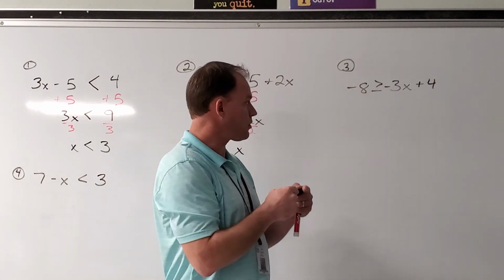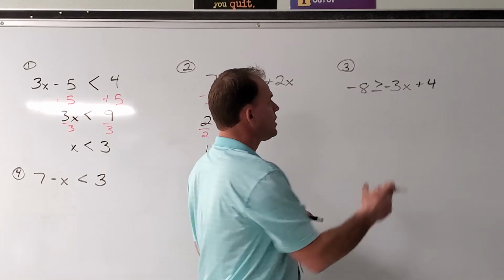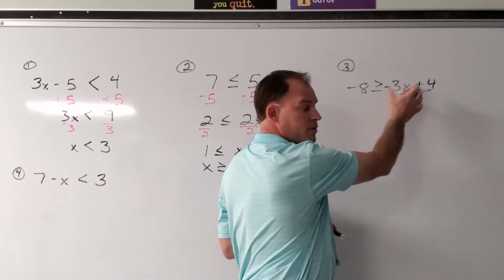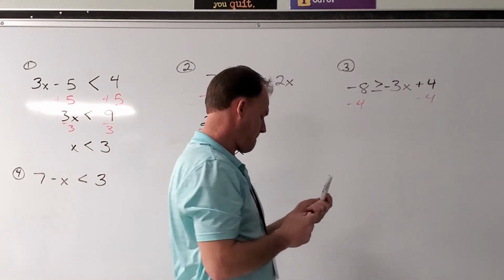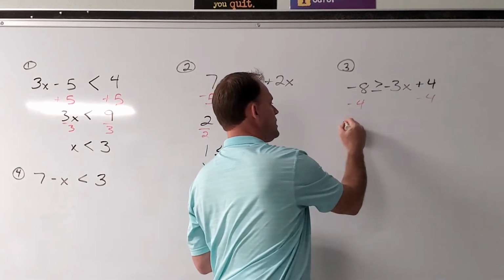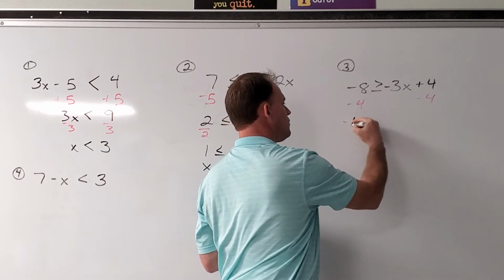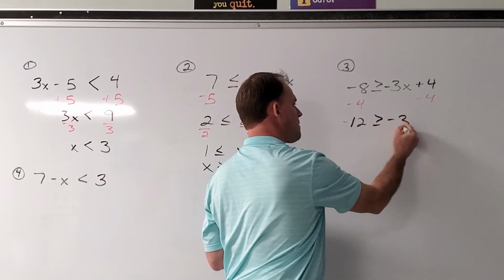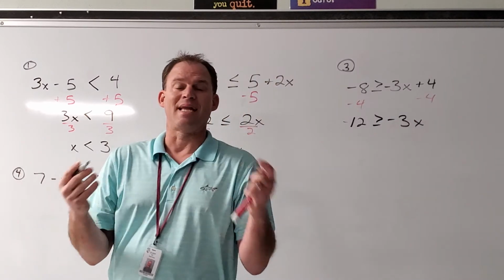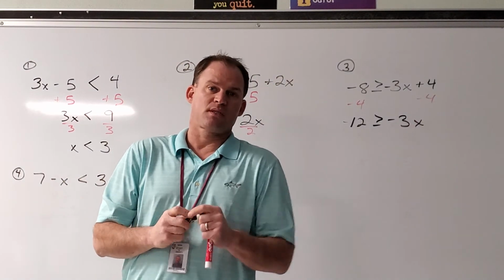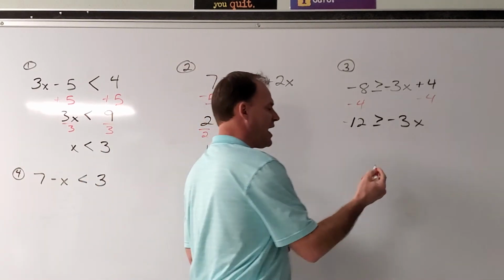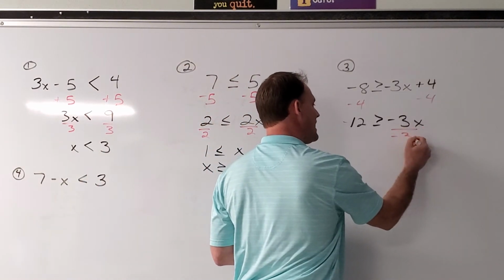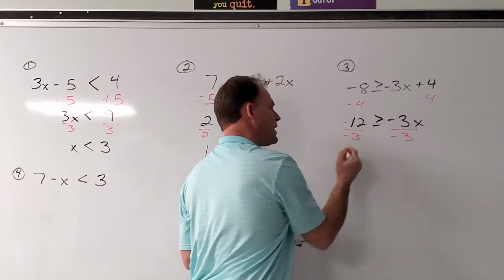All right, number 3. So, work from the variable side of the problem. Start with a minus 4. Gives me negative 12. Now, what are we going to do to both sides of the equation? Yes, divide by negative 3.